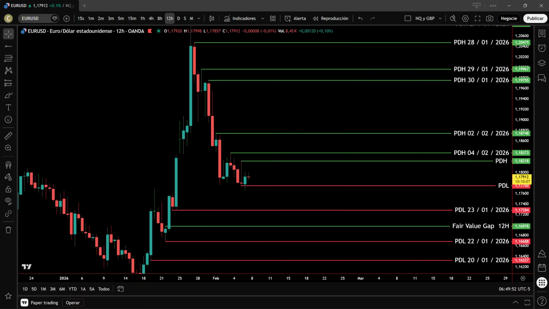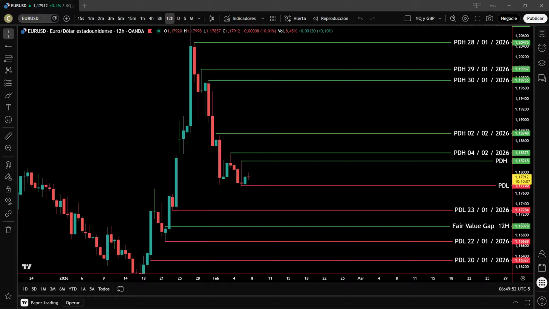Dropping down to the 12-hour timeframe, the market structure offers us a much more detailed view of price inefficiencies. Pay close attention to the area marked as the fair value gap or FVG, located just above the 1.16978 level. In institutional trading, these liquidity voids are often high-probability zones where price seeks to rebalance itself before continuing its primary move.